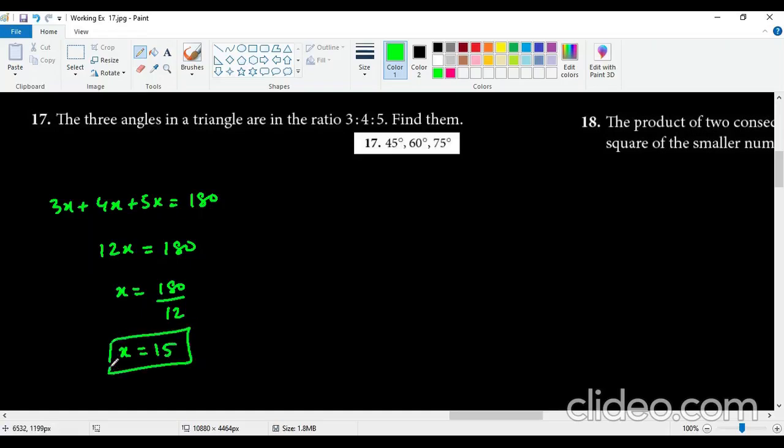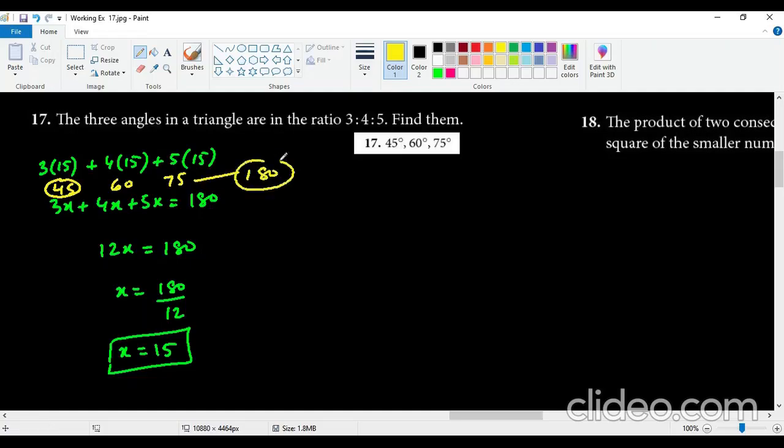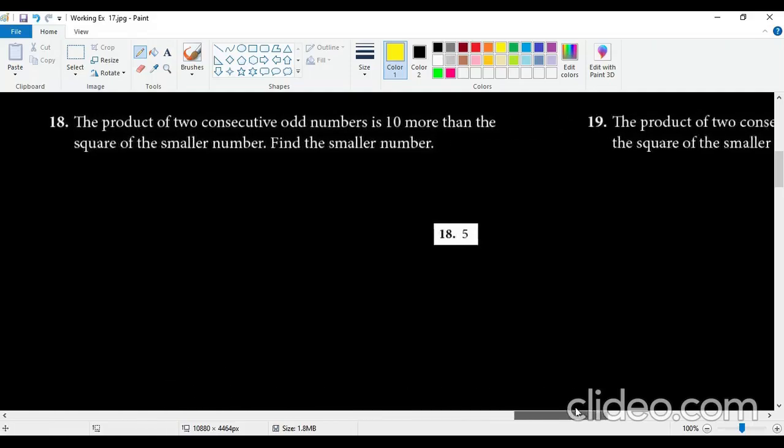So the value of x is 15. So the first angle is 3 times x. That means 3 times 15 plus 4 times 15 and plus 5 times 15. So the first angle is going to give us 45. This is first angle 45, second angle is 60, and the third angle is 75. When we add them together, that gives us 180. So 45, 60, and 75 is the correct answer.